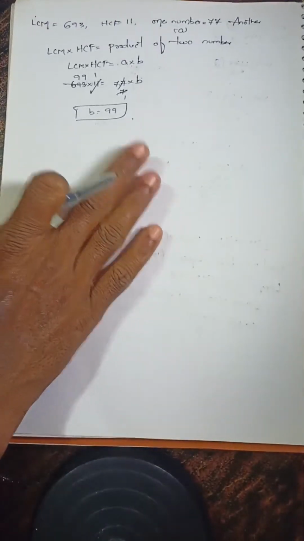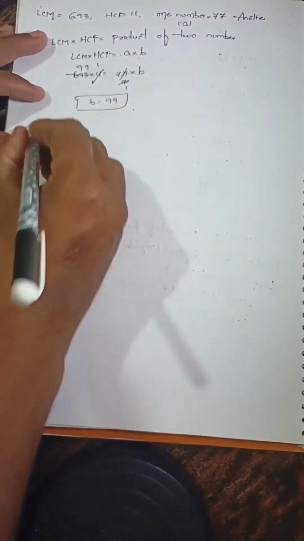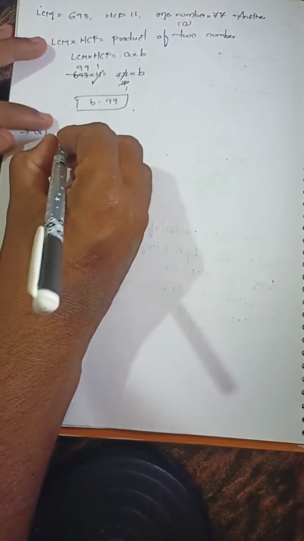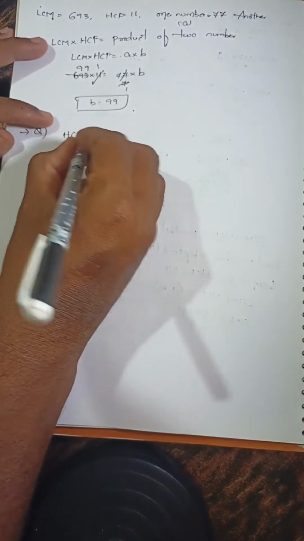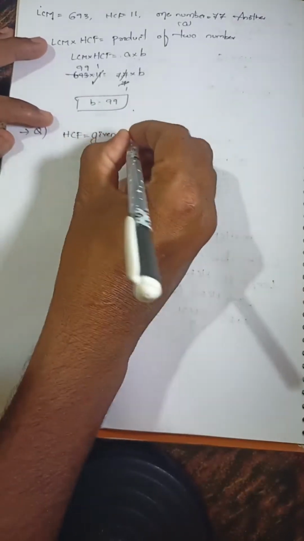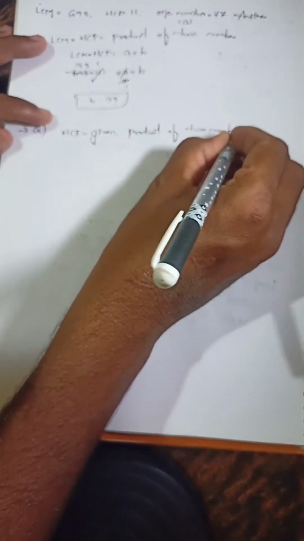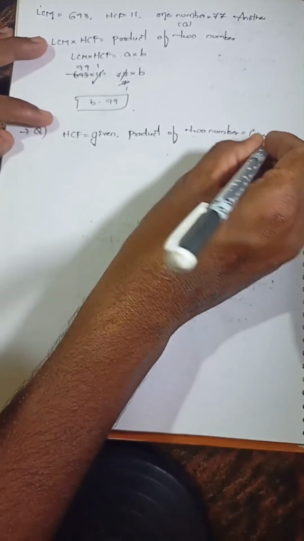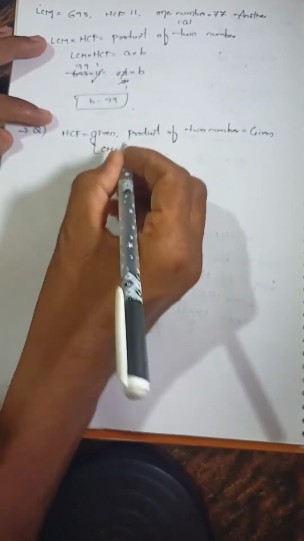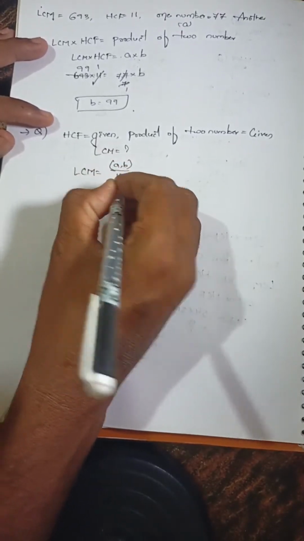Now I am going to write the questions, how many different varieties they are going to ask. See the question I am writing. If HCF is given and the product of two numbers is also given, then we have to find out the LCM. How are we going to find it? Very simple. LCM is equal to product of two numbers by HCF.